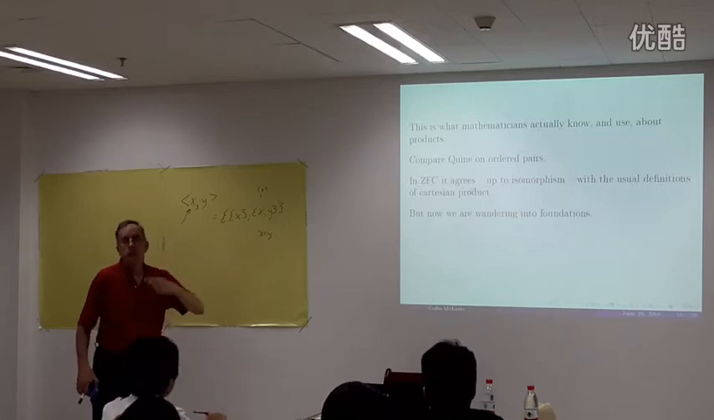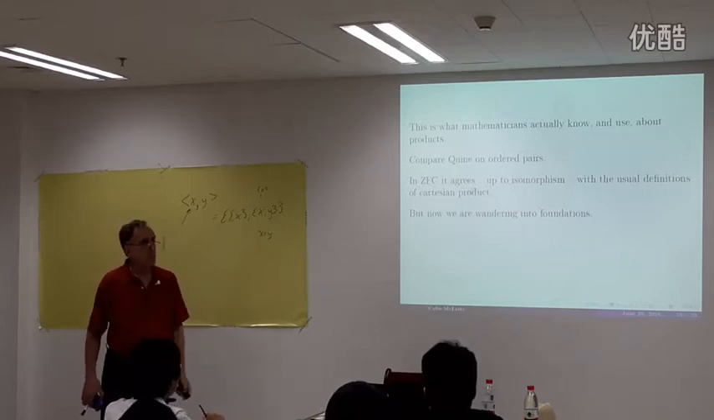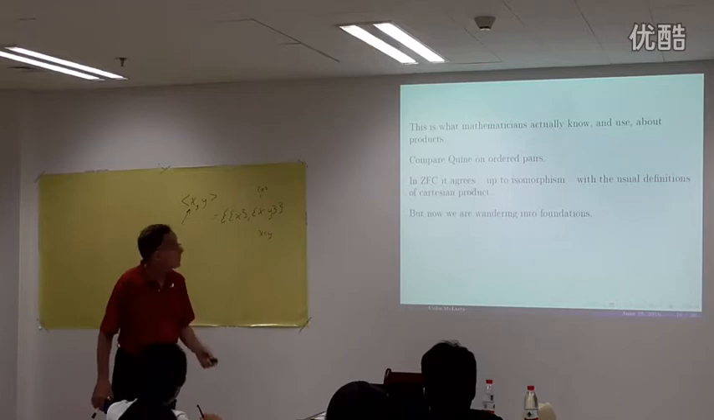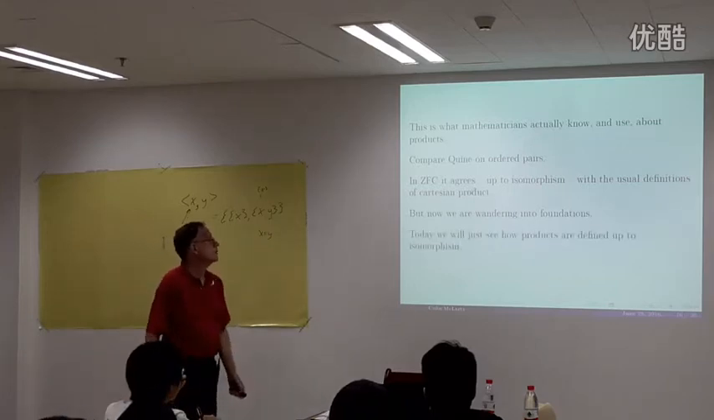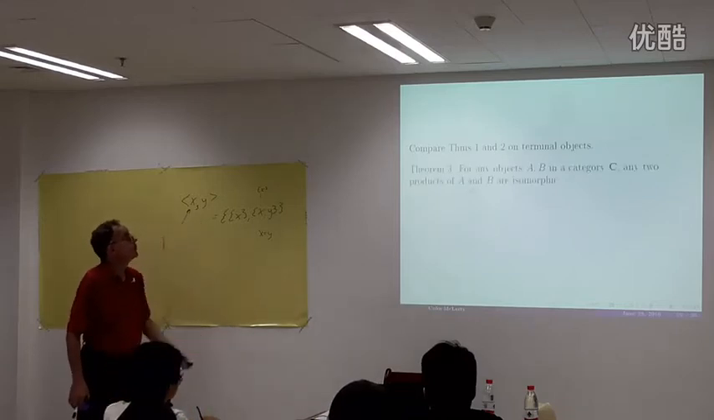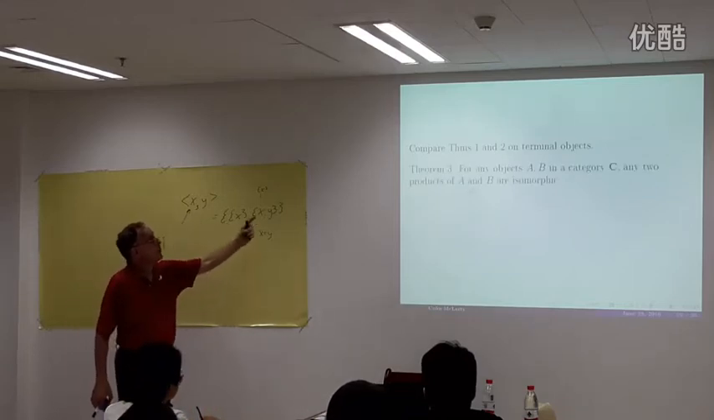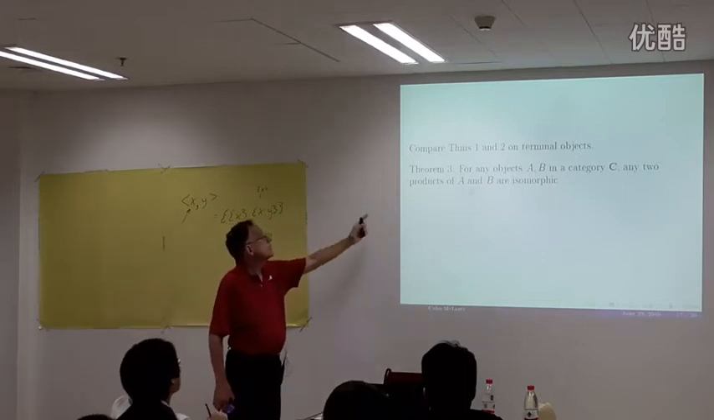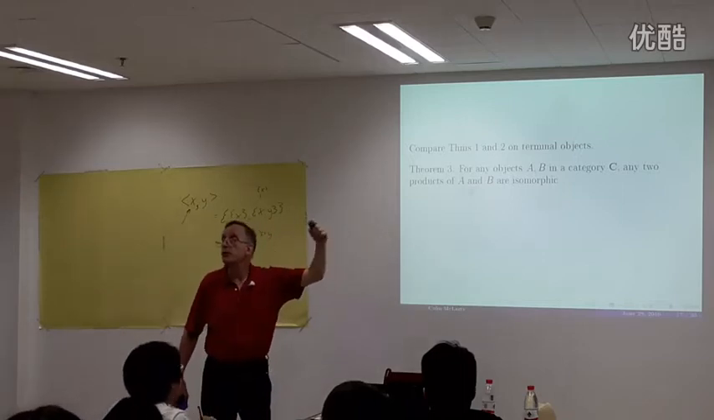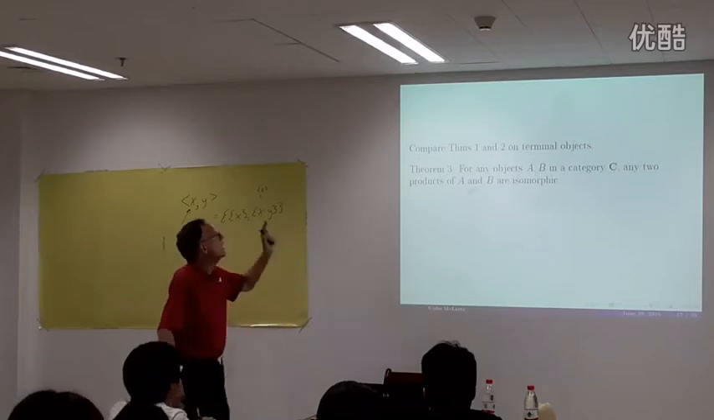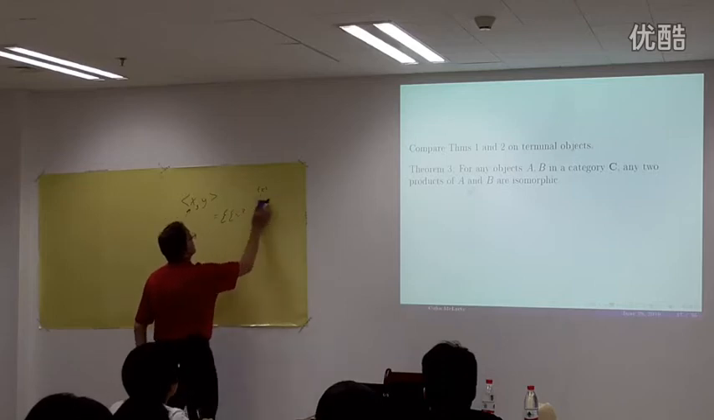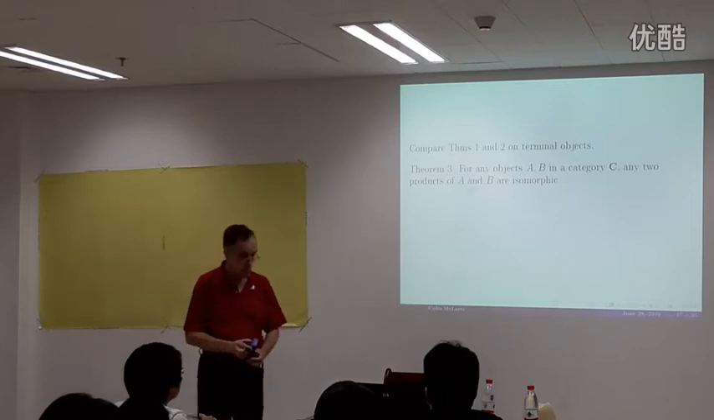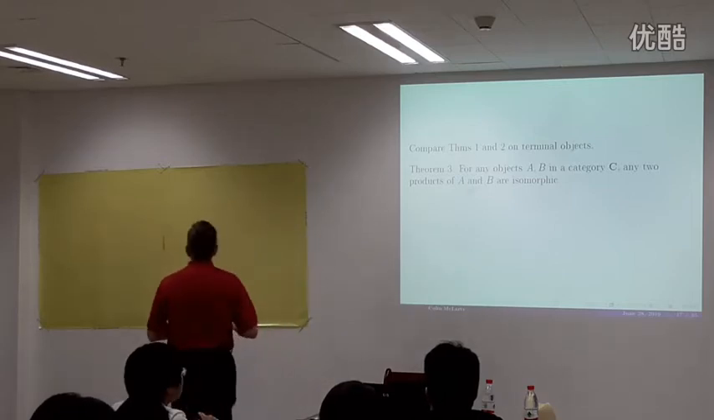But now we're wandering into foundations. I'm going to try to avoid foundations largely for today because it's necessarily complicated. I do want to stress how products are defined up to isomorphism. Compare theorems 1 and 2. Theorem 3. For any objects in a category, any two products are isomorphic. Theorem 1 said any two terminal objects are isomorphic. Now I'm going to say any two products of A and B are isomorphic. But remember, a product of A and B is now not just an object. It's an object with two arrows.